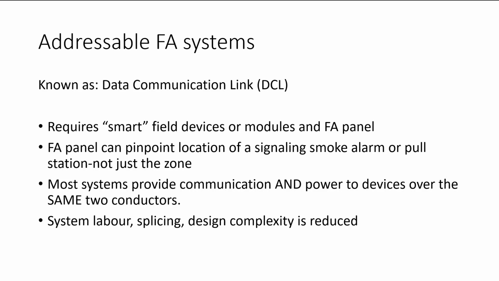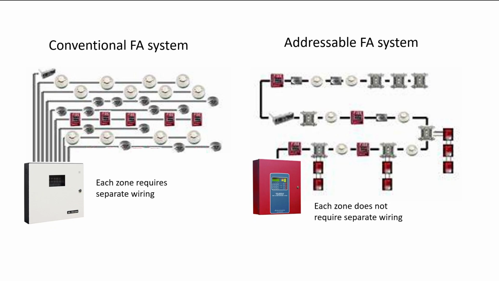And if we were to look at both of them side by side, on the left, a conventional system, each zone required its own separate wiring. On an addressable fire alarm system, each zone does not require its own separate wiring. And so we'll see why that is as we go through the presentation.